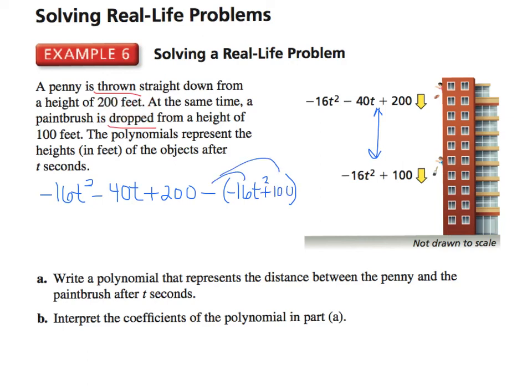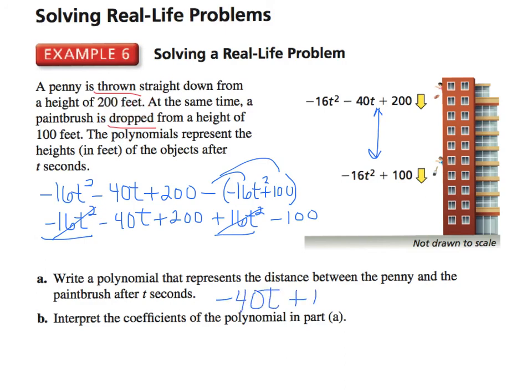I now distribute the negative. That gives me negative 16t squared minus 40t plus 200 plus 16t squared minus 100. The 16t squared and negative 16t squared cancel, so I am left with negative 40t plus 100 would be the distance between them. So now, I love this part, interpret the coefficients.